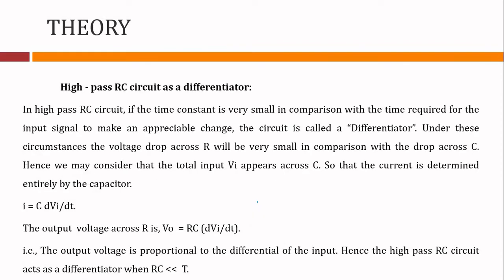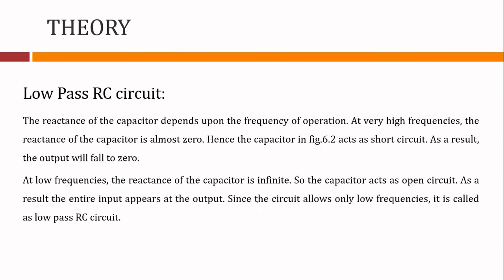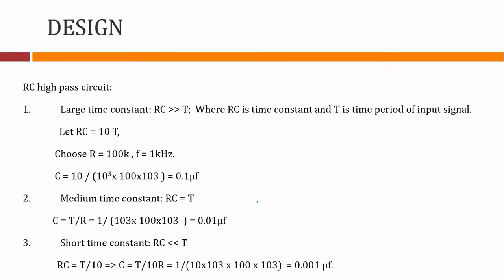This is the high pass RC circuit acting as a differentiator. Low pass, okay. A slight mistake that I have made here. This is a typo. This is to the power 3. Kindly make the changes when you are writing: 10 to the power 3.